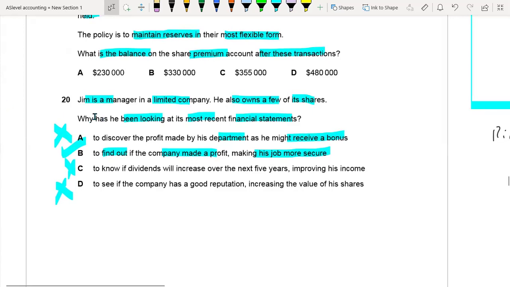Okay, so we have question number 22. Jim is a manager in a limited company, and he also owns a few of its shares. So why has he been looking at its most recent financial statement?